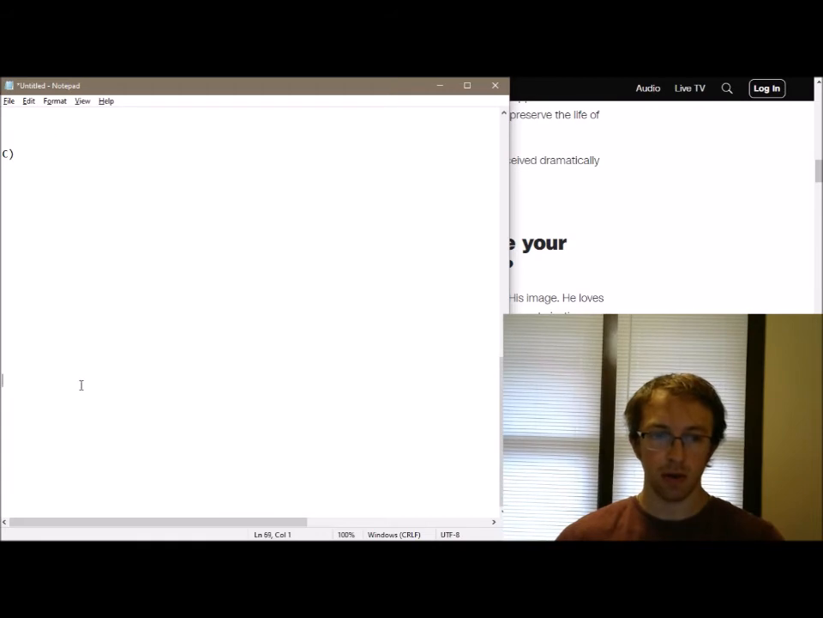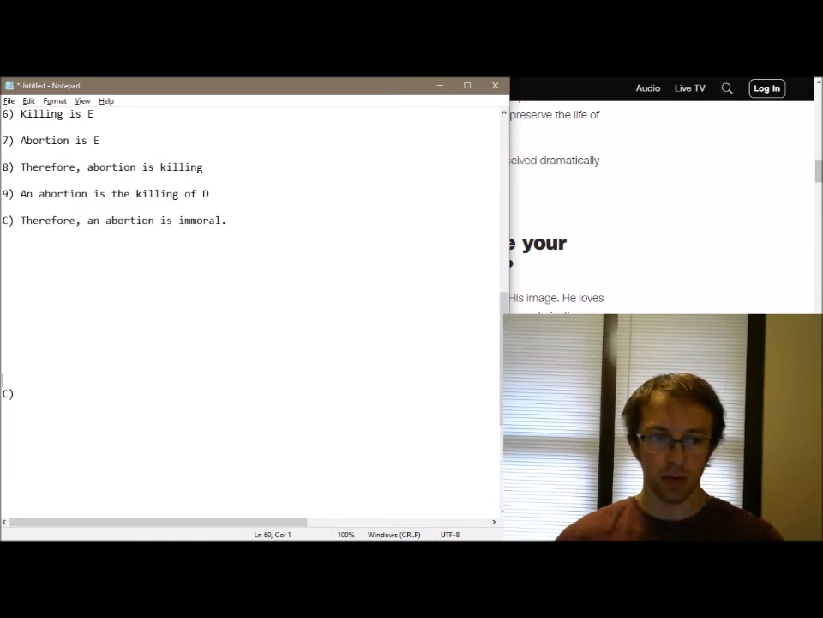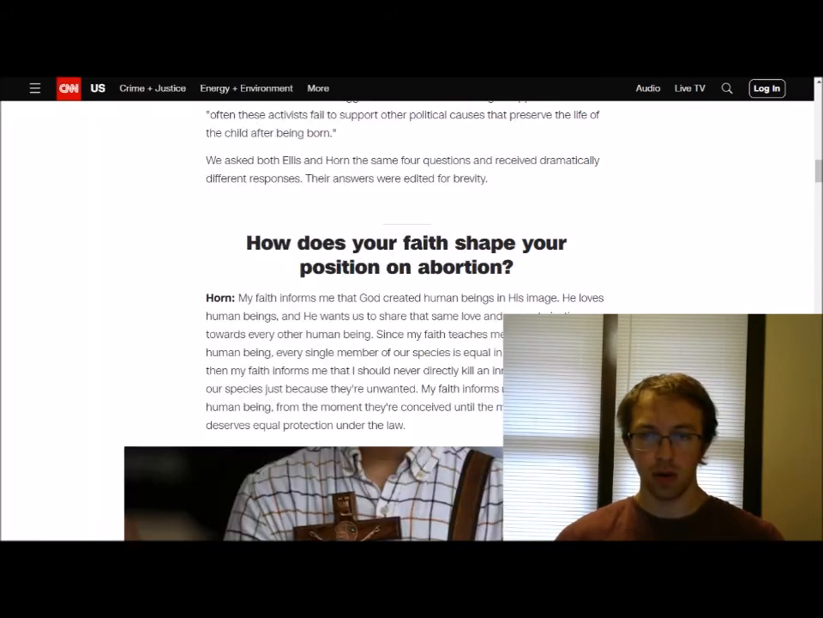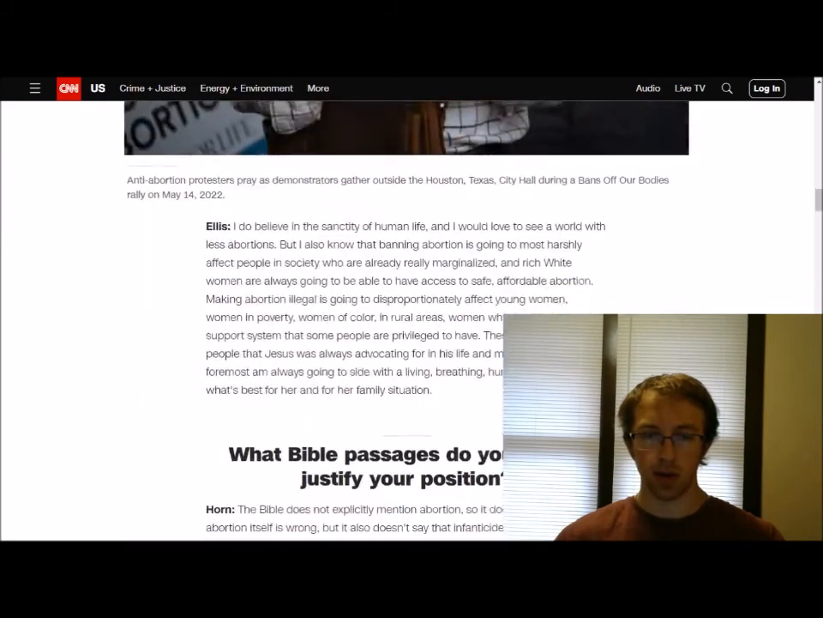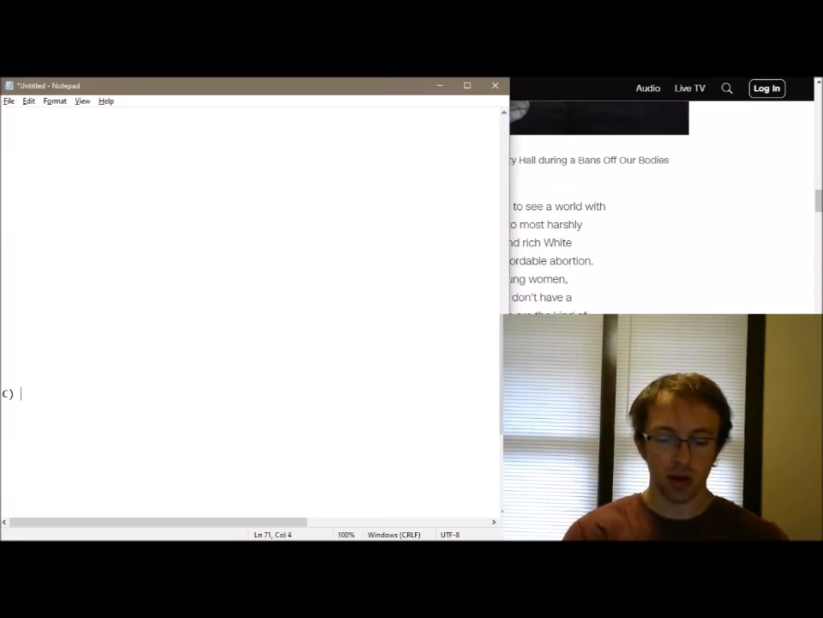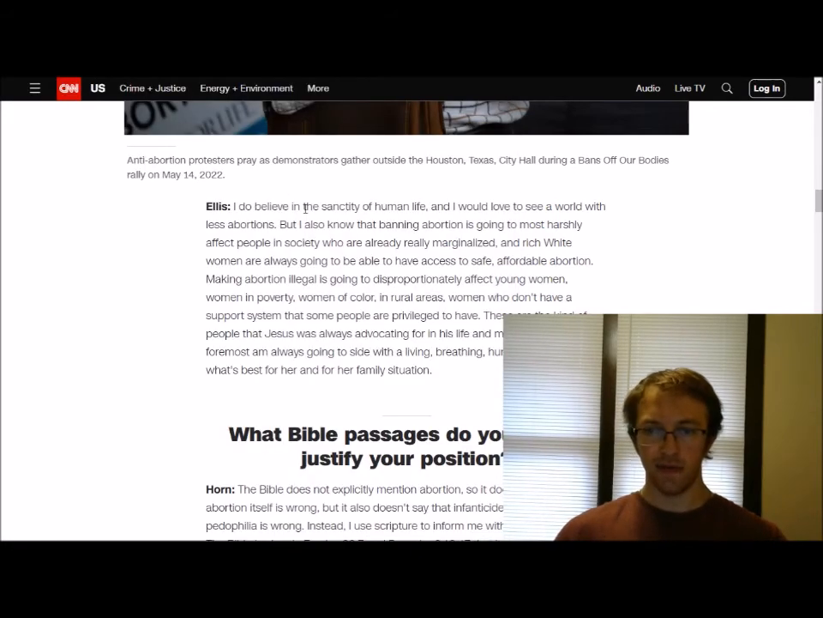Her argument here brings the conclusion down. Laura Ellis's argument, I'd say her conclusion is abortion should be legal. Okay, let's see how she tries to get to that conclusion. Let's find what her argument is.